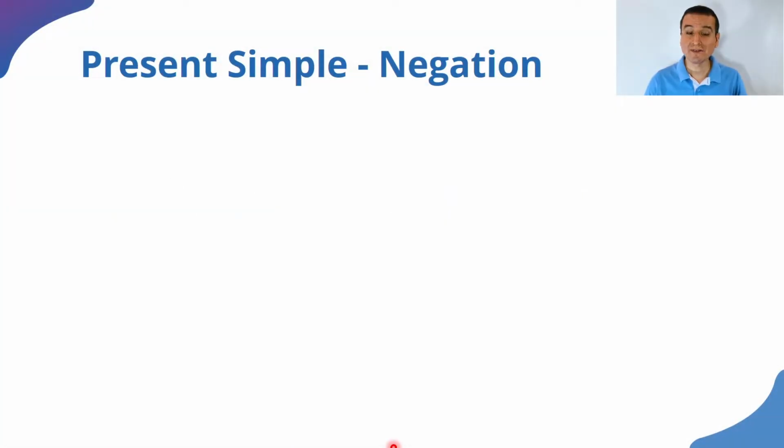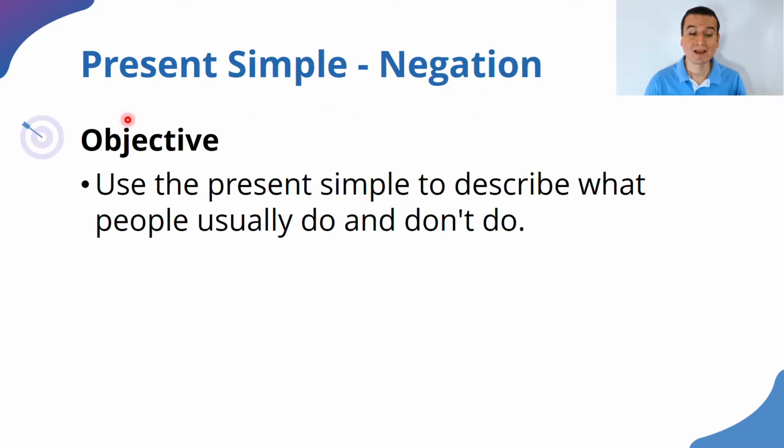Hello! In this video, we are going to talk about what people do and don't do using the present simple, specifically using the negation of the present simple with different verbs. The objective for this lesson is then to use the present simple to describe what people usually do and don't do. We say usually because that is what we use the present simple for, to talk about things that people do in general, usually, habitually.